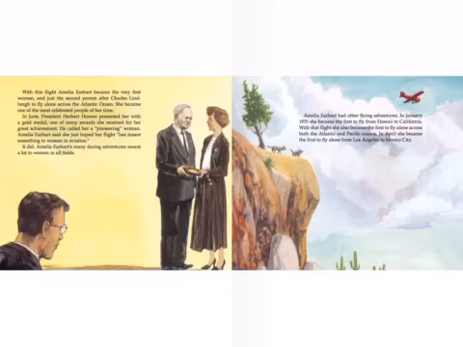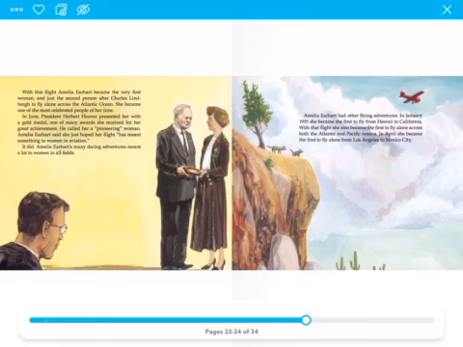Amelia Earhart had other flying adventures. In January 1935, she became the first to fly from Hawaii to California. With that flight, she also became the first to fly alone across both the Atlantic and Pacific Oceans. In April, she became the first to fly alone from Los Angeles to Mexico City.